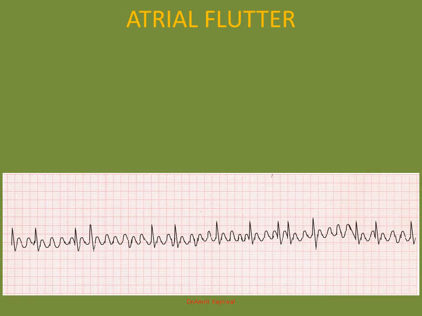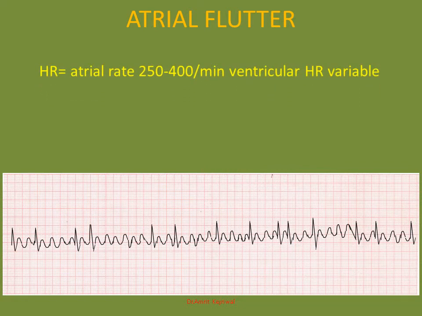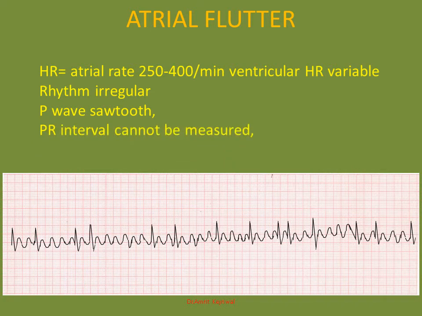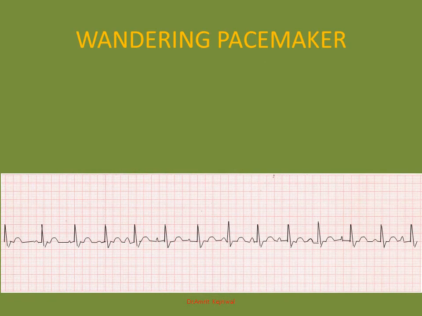Atrial flutter. Atrial rate varies from 250 to 400 per minute, and ventricular heart rate is variable. You can see over here the gap between the QRS complexes. Rhythm is irregular. P wave gives a sawtooth appearance. PR interval cannot be measured. QRS duration is less than 0.12 seconds.